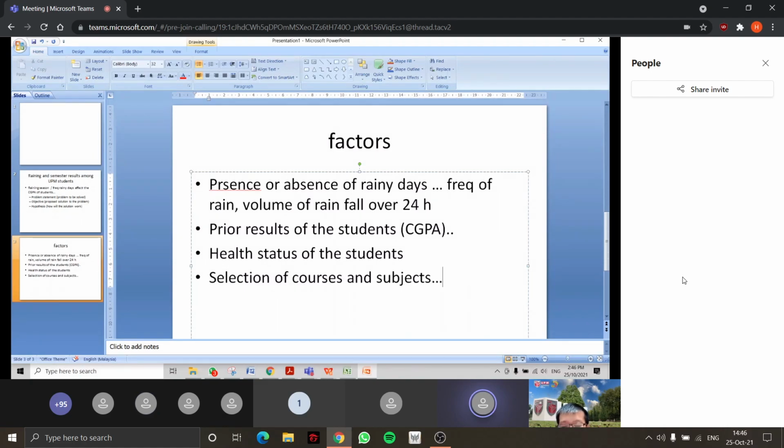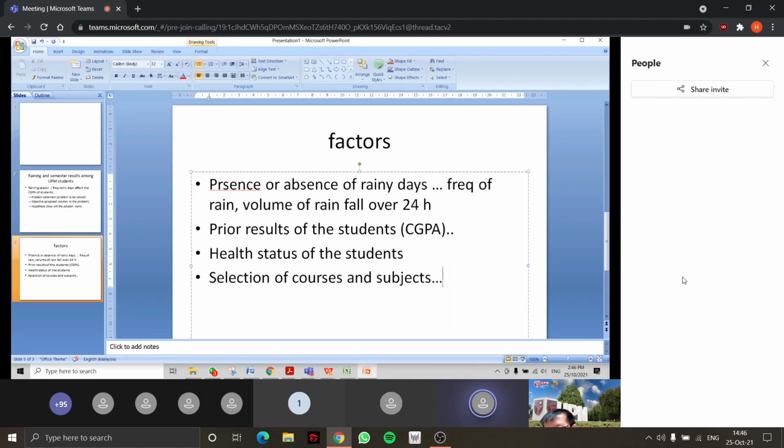All this would potentially affect how all this occurs. Health status of students. Let's say those particular students are the type who are easily affected by rain. Every time it rains, they will fall sick. Of course, it will affect the results.